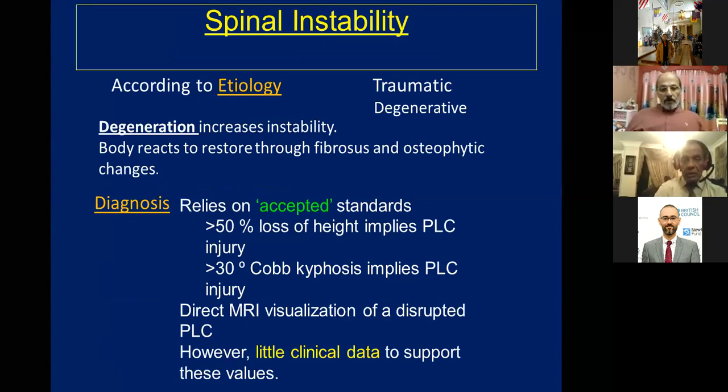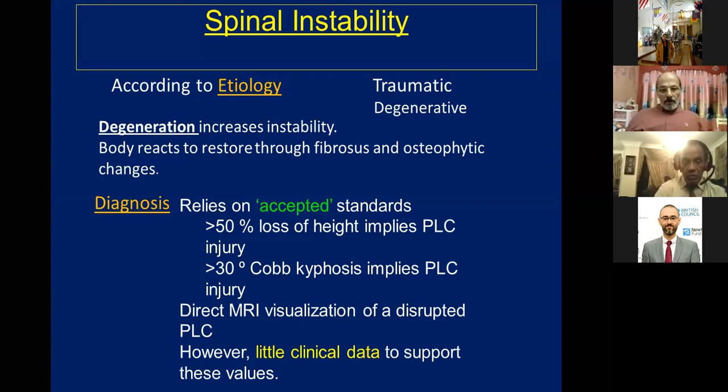What are the etiologies of spinal instability? According to etiology, we can classify them into traumatic and degenerative causes. The spine reacts to restore stability through fibrosis and osteophyte formation, to compensate for degenerative instability.